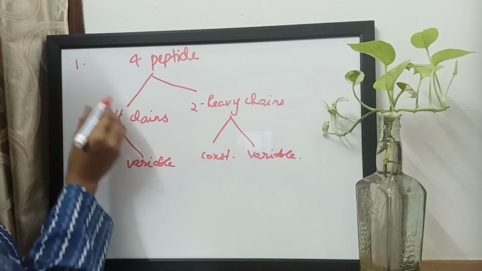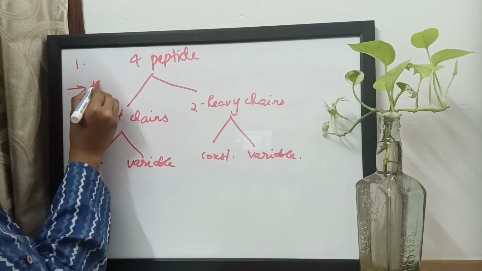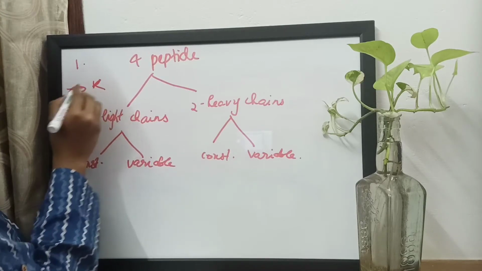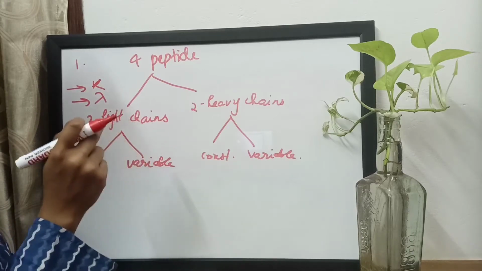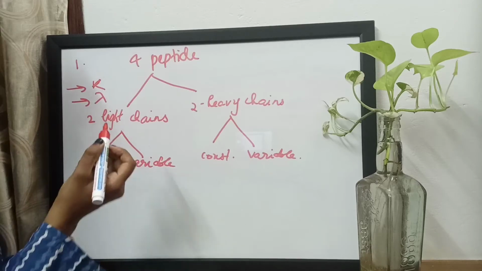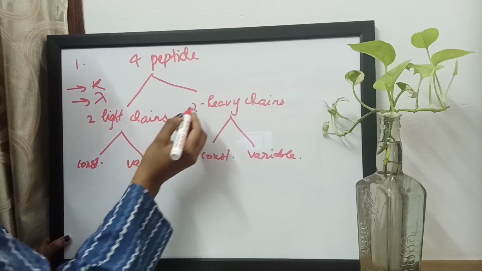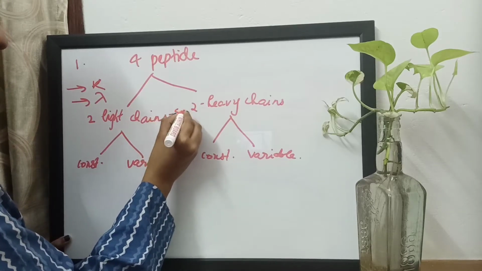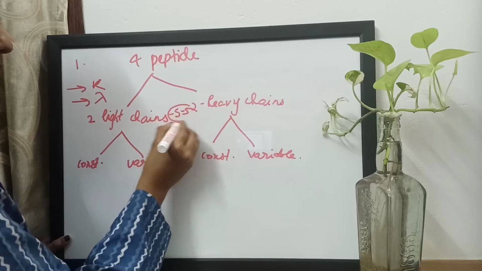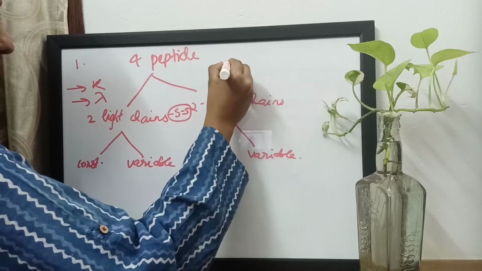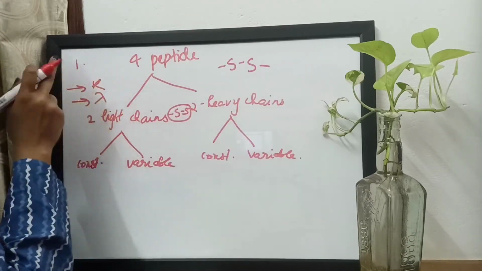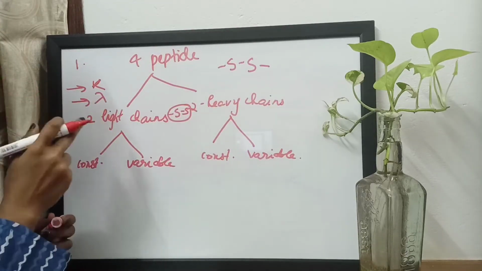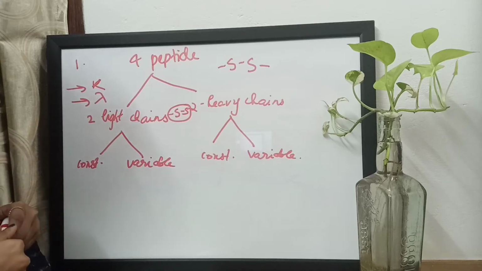And the light chains are of two types. The first one is kappa, represented as K. The second one is lambda. And also the other important point is the light chains and the heavy chains are linked by disulfide bonds. So this is how you represent it. Okay, so we have finished definition, and the second one is finished. We have finished the structure. Now we are going to look into the classification.